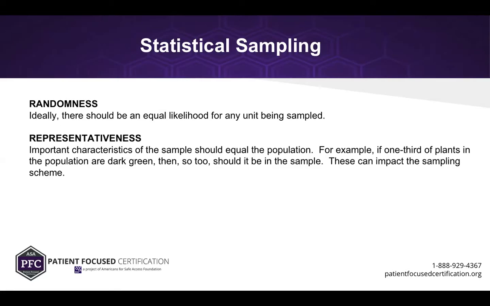Representativeness. Everything in your production should be the same. You should be homogenizing everything. So, for example, if 1/3 of a plant in the population is dark green, then you should have 1/3 of your sample that you're checking also be dark green.